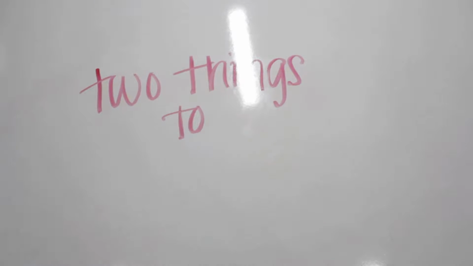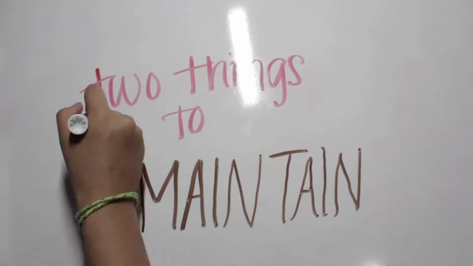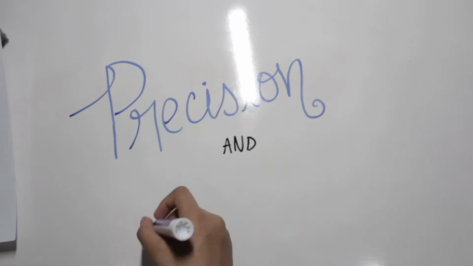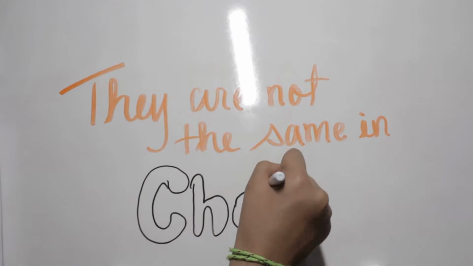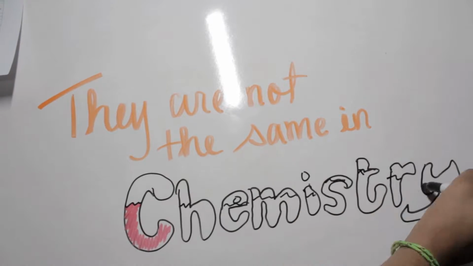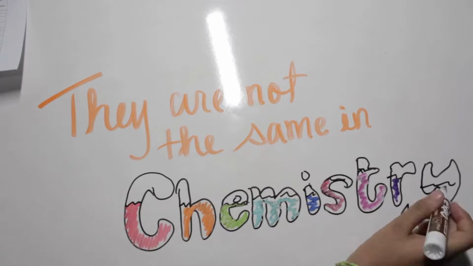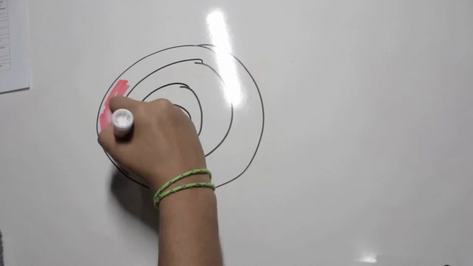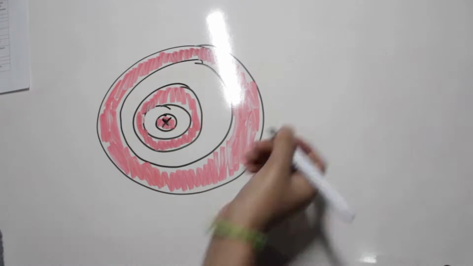Alright, to start out, let's talk about two things that we want to maintain when we're measuring things in chemistry: precision and accuracy. To you, those things might seem to be the same, but in chemistry, there's a huge difference between accuracy and precision. In order to illustrate the difference, I'm going to use the classic target example.